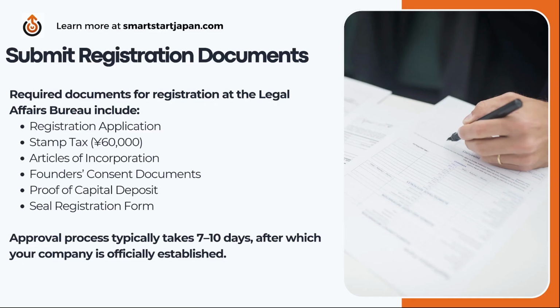You also need your founders' consent document with written agreements from all the founders, including who will be the representative director of your company. You'll need the proof of the capital deposit, either in bank book copies or other evidence like transaction receipts showing the initial capital transfer. Finally, you'll need the seal registration document to officially register your company's corporate seal. Once you have submitted these documents, the approval process usually takes 7 to 10 days, depending on the workload at the Legal Affairs Bureau. Once approved, your company will be officially established and you will receive confirmation of its registration.